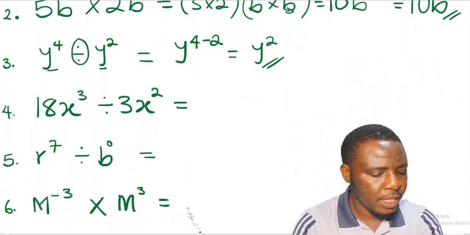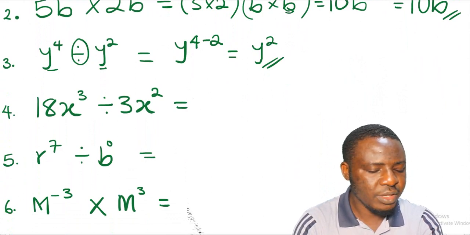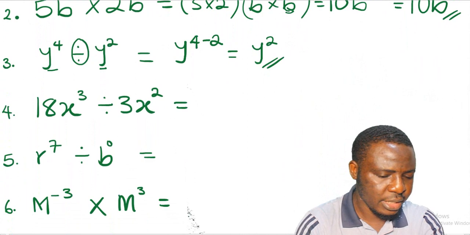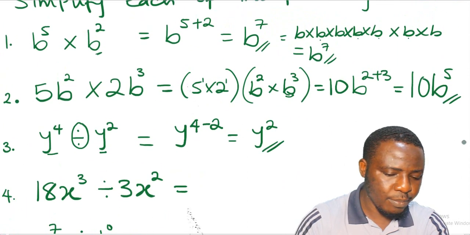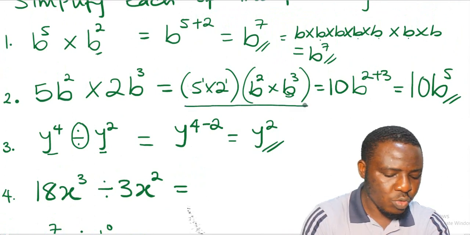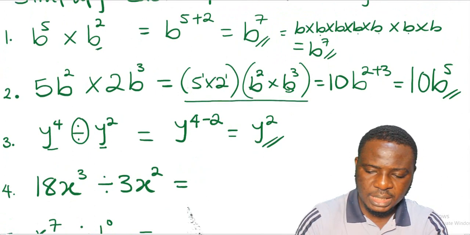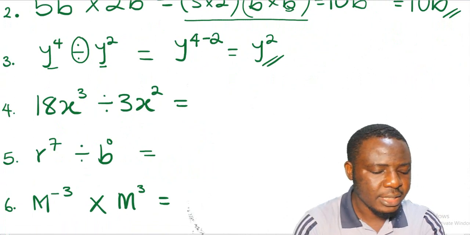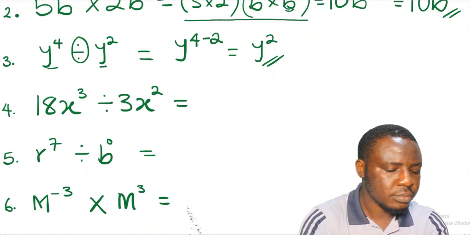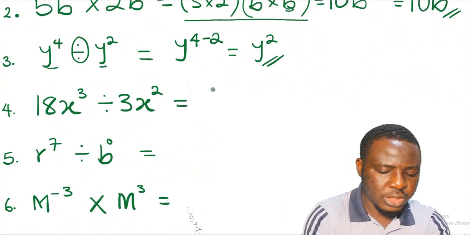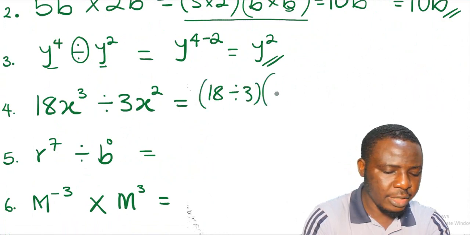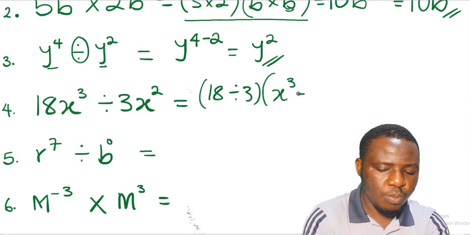4. 18x cubed divided by 3x squared. You are going to apply the same method I used in solving 2, whereby we first of all deal with the constants and thereafter apply the laws of indices. So this is going to be 18 divided by 3 into x cubed divided by x squared.